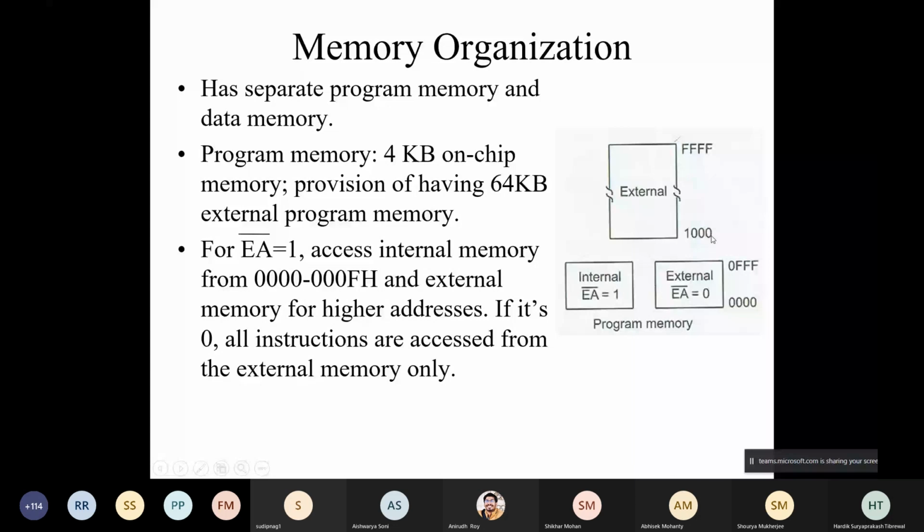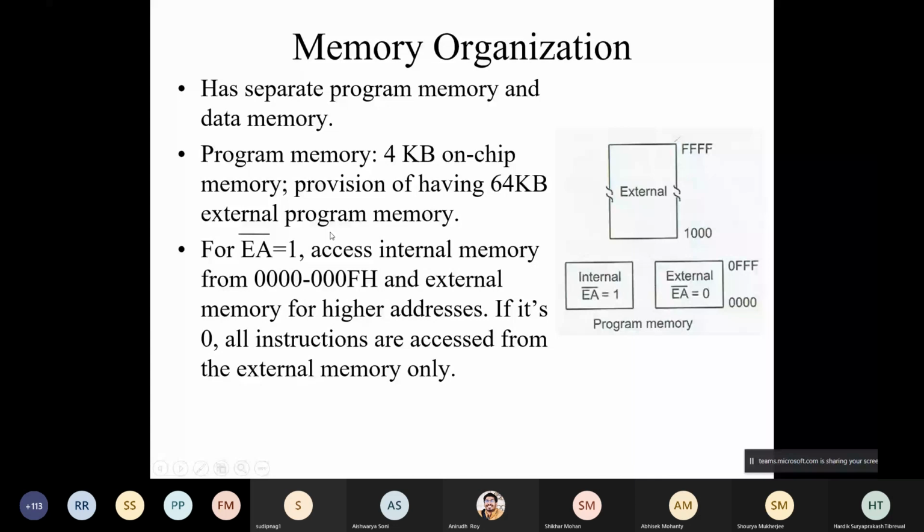Now, if you keep EA bar equal to 1, so you can control that externally. That means you should have some mechanism to assign this control. If you have EA bar equal to 1, that means internal memory will be utilized. That means the program will be executed from 4 kilobyte on-chip flash. But if you keep EA bar, external access bar, equal to 0, in that case, you have to go to the external memory space. Okay, so that is how you can program.